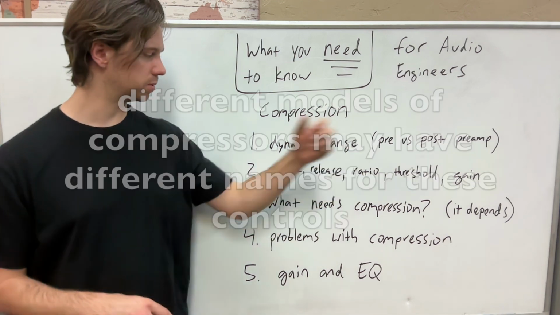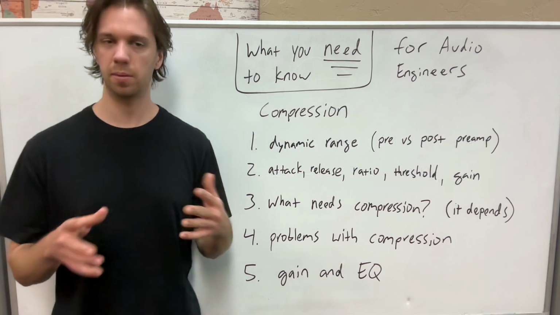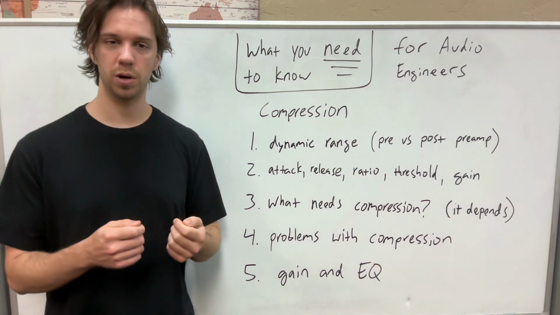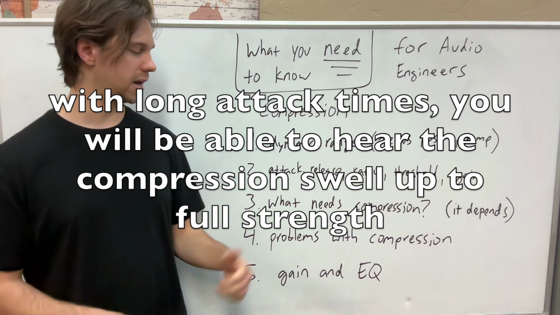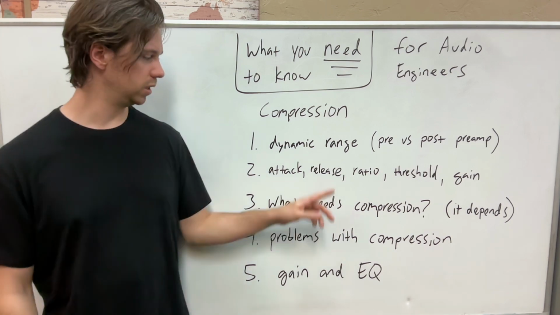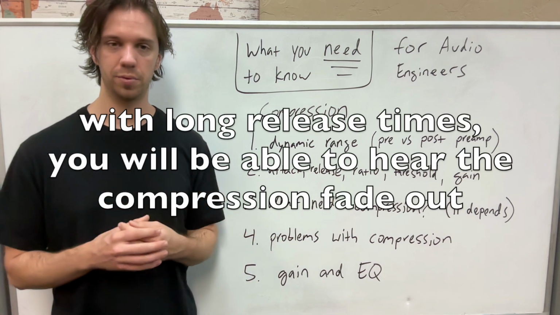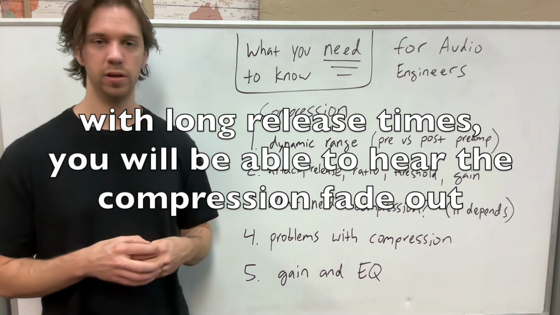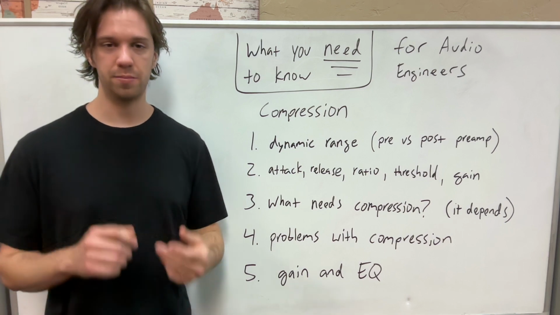a couple of controls. So the attack control is the first control that you'll probably see. Once the compressor has been triggered by an audio signal, the attack control tells the compressor how quickly to engage. And the release control controls how long the compressor is on after it has been turned on. The ratio control is a mathematical ratio.